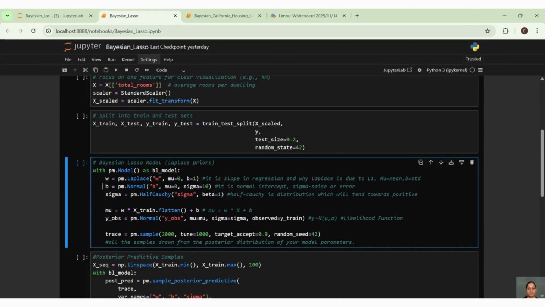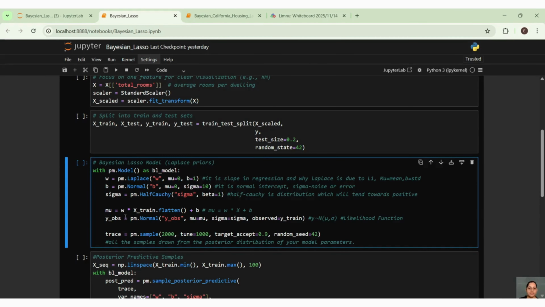So here I have taken my normal, going ahead with mu and sigma. Here sigma is what, guys? Sigma is the noise or error, correct? And how are we calculating sigma? We are calculating it with pm dot half Cauchy. Half Cauchy is a distribution. Why do we use half Cauchy? Half Cauchy gives your output on the positive side, right? And these all are parameters, guys, and these are all predefined. So we have to follow these syntaxes, then we should be able to get our output.